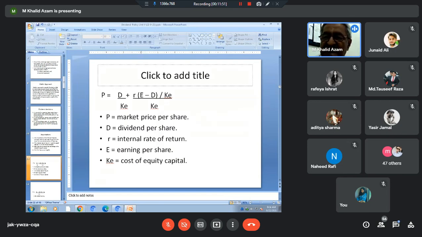So you are going to have this retained earning divided by the cost of equity, and the whole will be divided by KE to calculate its present value. So this is a basic formula. It can be written in a different manner also, there is no problem. You can write simply D plus R within bracket E minus D divided by K, now the whole divided by KE, that will also work.